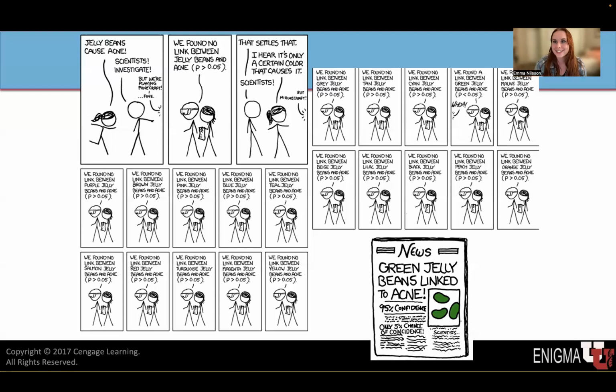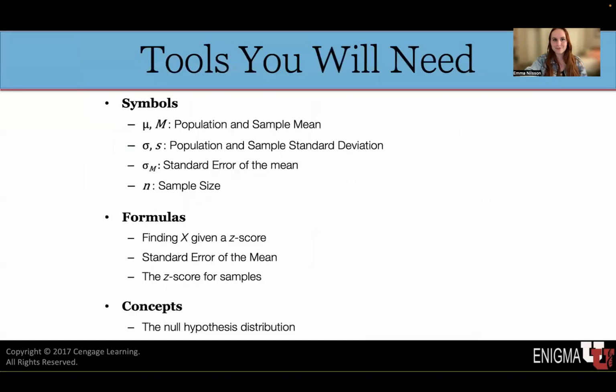It's just telling us that this merits further research, but the news will often dramatize it and say, green jelly beans linked to acne, 95% confidence, only 5% chance of coincidence, which, as we know, is not what this p-value means. So we're going to look at some other ways that we can use hypothesis testing with a slightly different test statistic to tell us some different things that might be more helpful than a p-value.